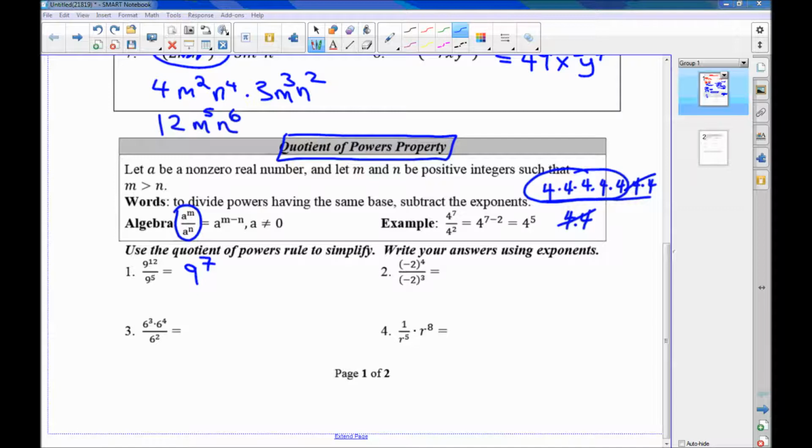All right. Number 2, negative 2 to the 4th power over negative 2 cubed. This is just going to be negative 2 to the 4 minus 3, which is first power, but we don't write first power, so we'll just go ahead and write negative 2.